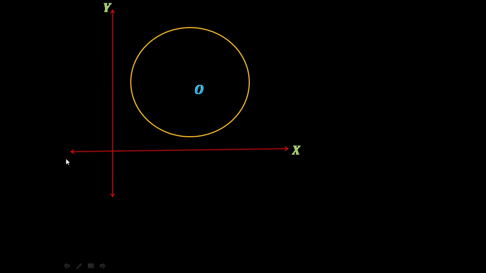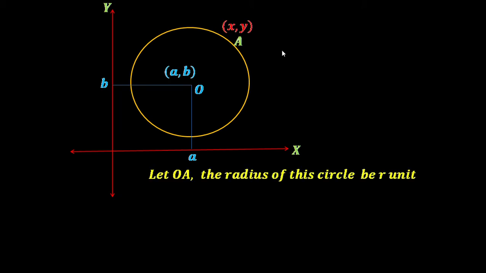Here we have considered one Cartesian plane, x-axis and y-axis, and a circle with center O. Let us consider the coordinates of the center of the circle as (a, b), where this point will become a and here this point will become b. Now we are considering A as any point on the circumference of the circle with coordinates (x, y). Then we can say this OA is the radius of the circle. Now let OA, the radius of the circle, be r unit, where we can write OA equals r. So this radius OA is r unit.